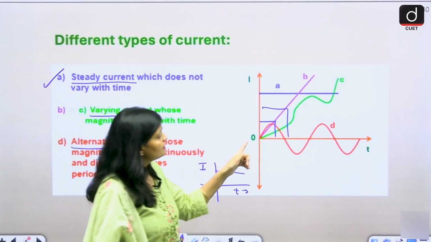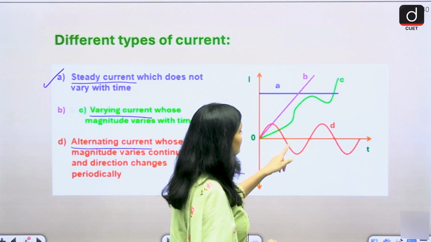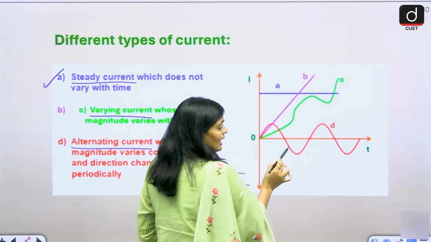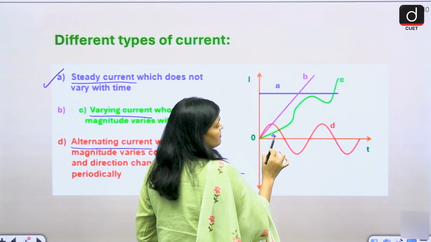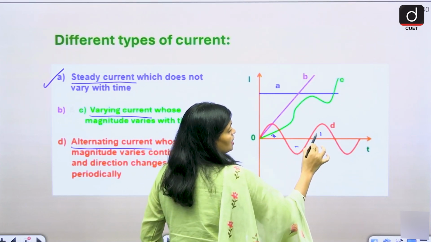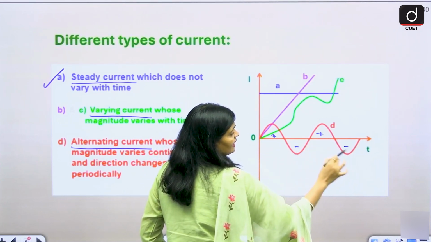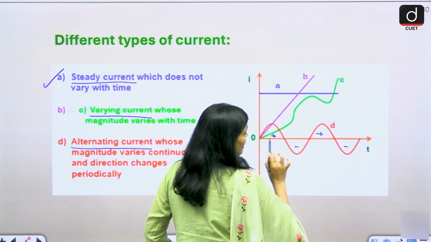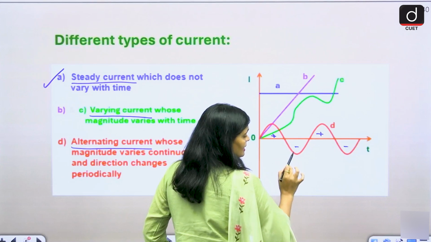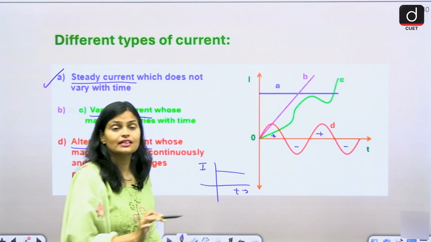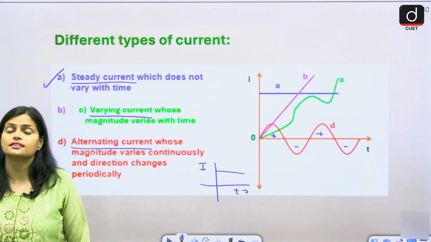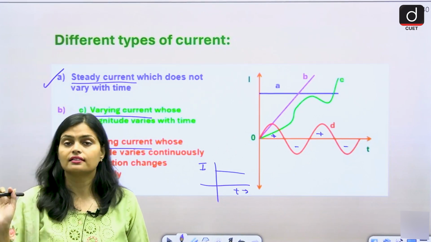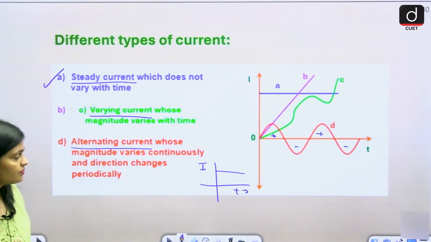See here, this is your alternating current. Here the magnitude is changing, the direction is also changing. This is positive direction, this is negative direction. So as the time passes, the current magnitude changes and the direction also changes. This type of current is considered alternating current. Clear? So three types of currents we have.